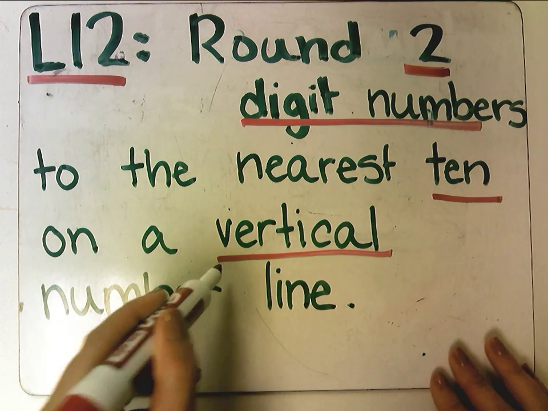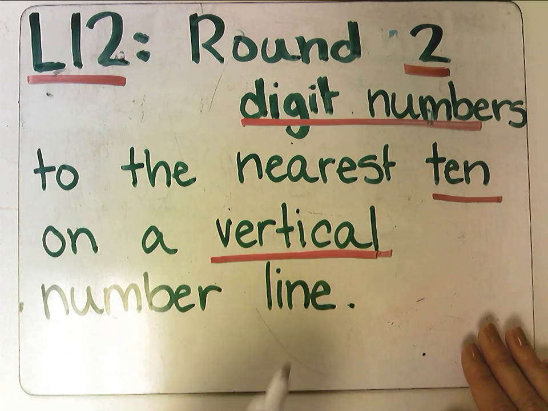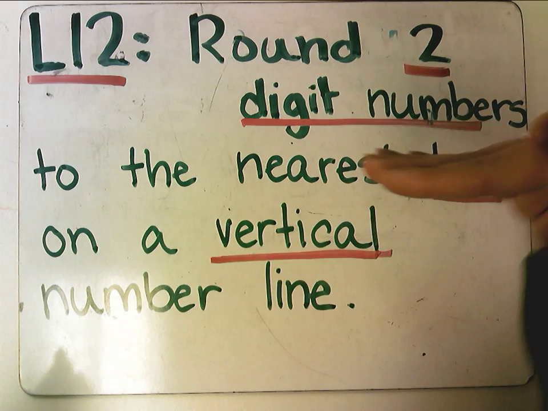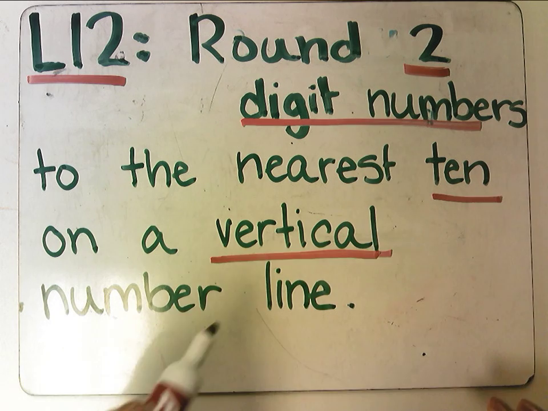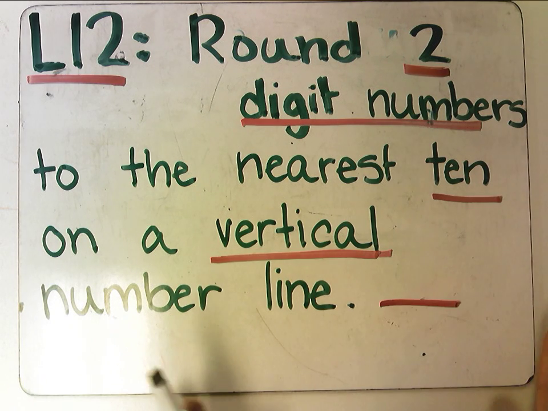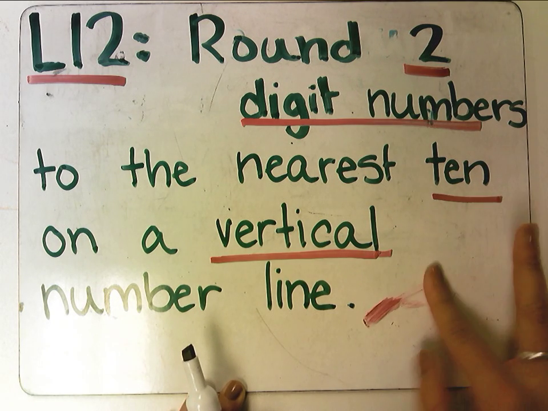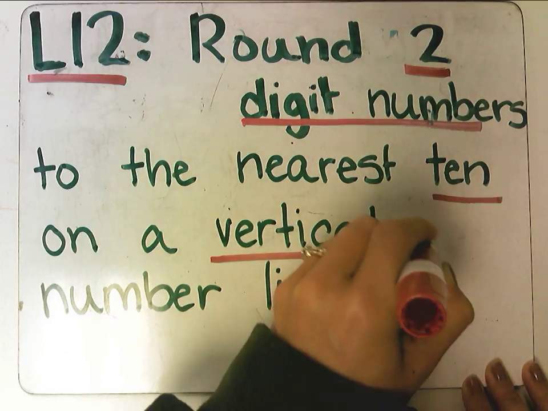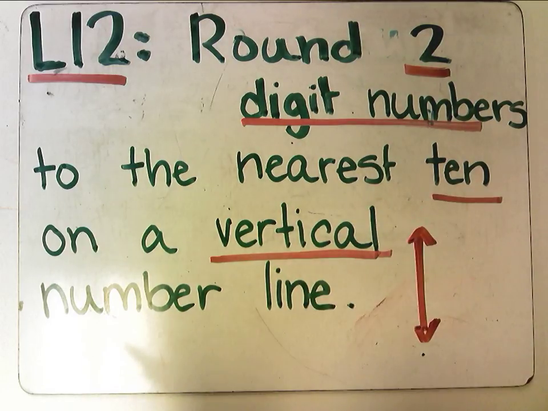So vertical is different than we usually do for a number line. When we do a vertical number line, it doesn't go from left to right. It goes up and down. So instead of it looking like this, we're not making a number line like that today. We're making a vertical number line that goes up and down like that. So that's our learning target for today.